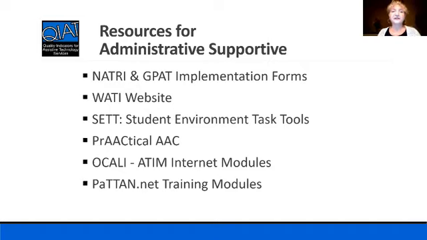Some other resources with their links are some other implementation forms. You know, every type of assistive technology project has their variations of implementation forms, so you might find one that's a good fit for you. So the National Assistive Technology Research Initiative project has one. The Georgia Project for Assistive Technology has one. You'll find at the Wisconsin Assistive Technology Initiative site, there are forms in each of the different assistive technology areas, as well as their assessment package and transition packages.